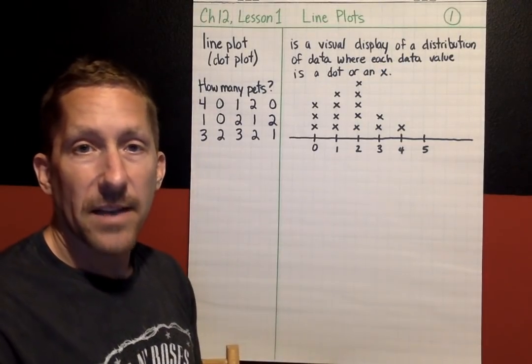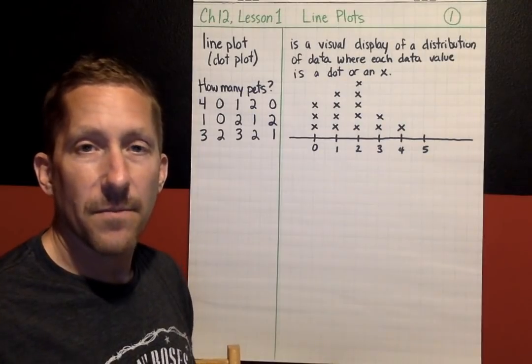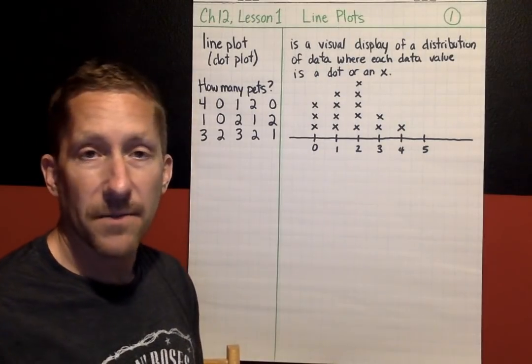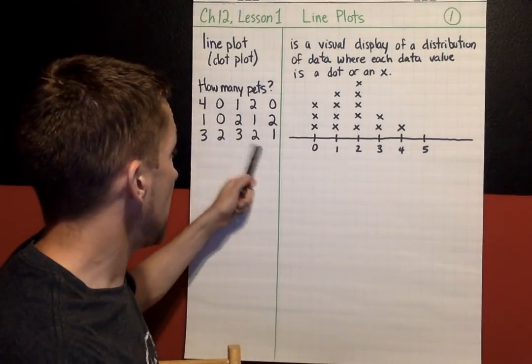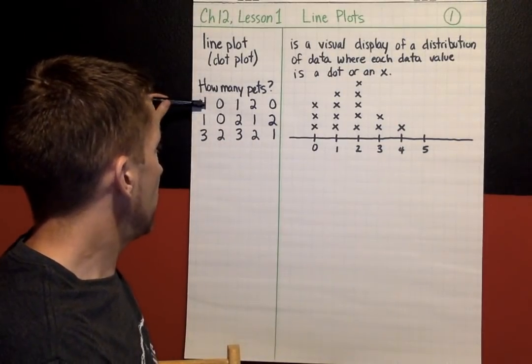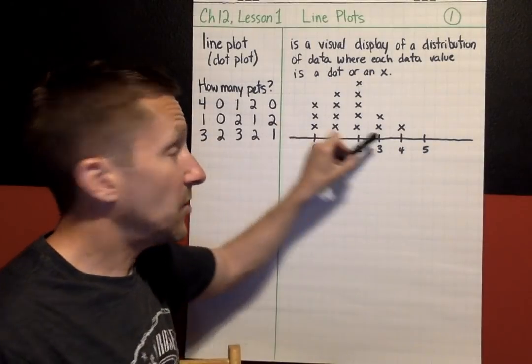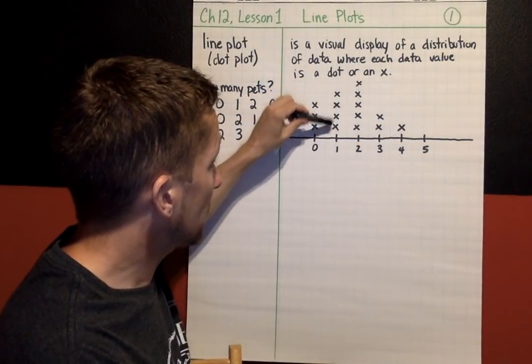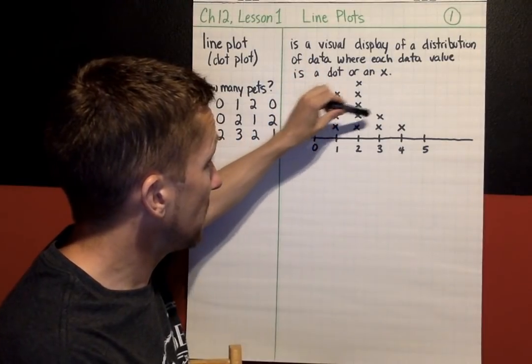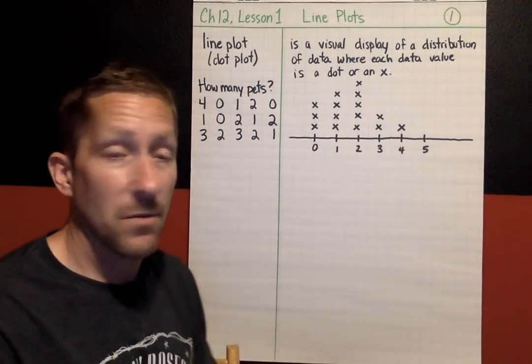One quick check that I could make to reassure myself that my line plot is correct is to count these. How many data values do I have? 5, 10, 15. I should have 15 X's. 1, 2, 3, 4, 5, 6, 7, 8, 9, 10, 11, 12, 13, 14, 15, and I do.